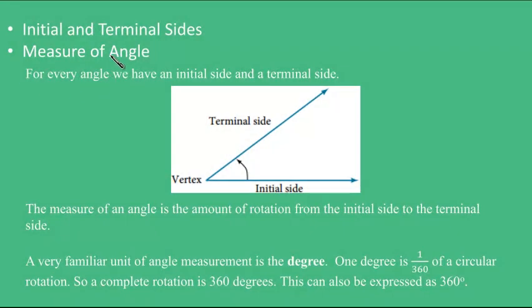Now for every angle, we have what is going to be called the initial side and the terminal side. So one of the rays will be considered an initial side and the other ray will be considered the terminal side. And the measure of the angle is the amount of rotation involved in going from the initial side to the terminal side. So one common measure of this rotation is simply to determine what fraction of 360 it is. And so the degree is simply 1 over 360 of a complete rotation.